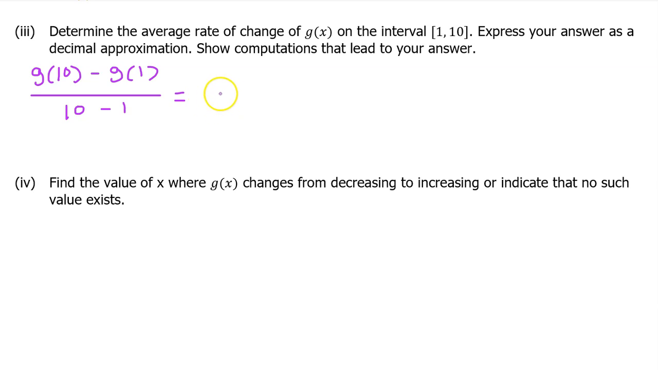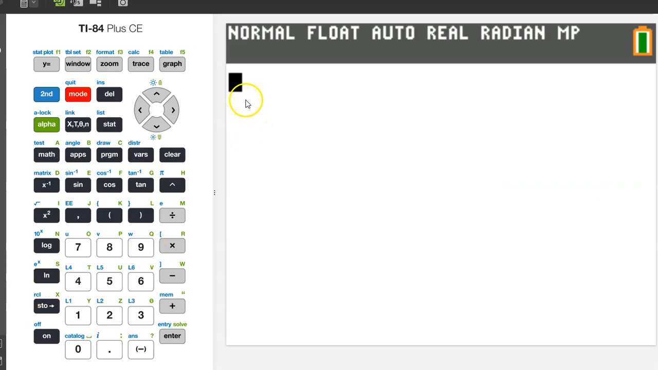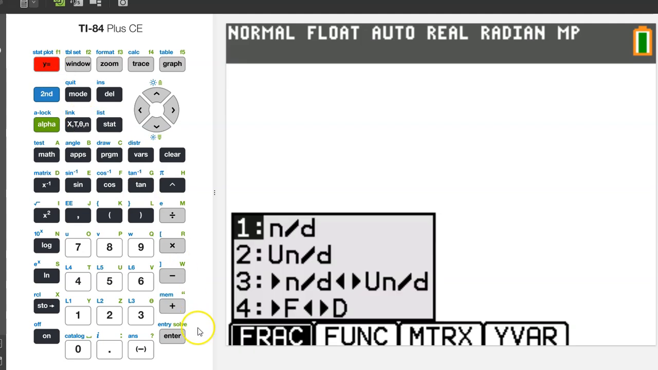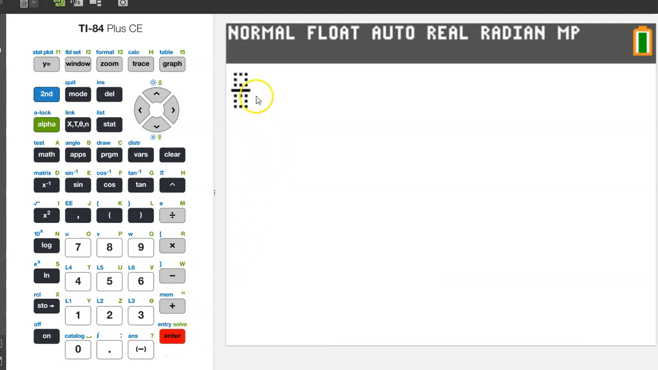Let's use the graphing calculator to find the decimal approximation. Make sure you know how to make a vertical fraction on your calculator. You can either hit alpha y equals enter, or if you have updated software, try hitting alpha x and see if that makes a fraction right away.